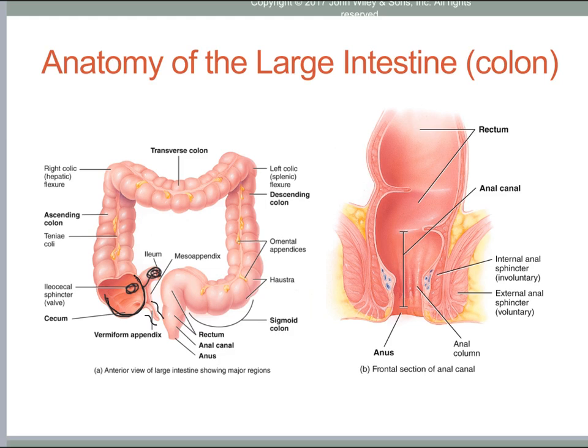Our naming of our colon: we have the ascending, which means going up, so movement of this fecal matter will move up. We have the transverse colon, going across, and then our descending colon. We hit our curvature. This is going to be our sigmoid colon. From there, we hit our rectum, our anal canal, and our anus.